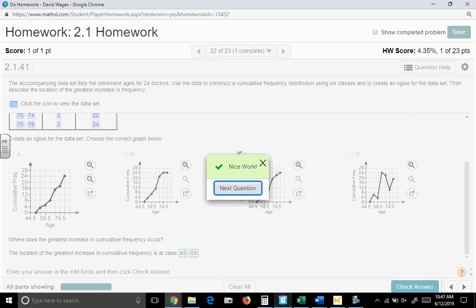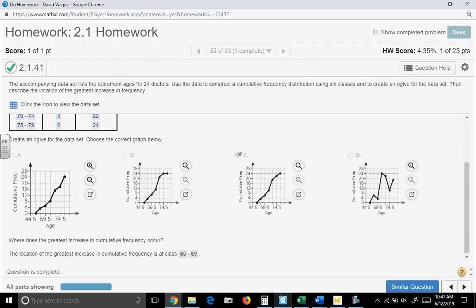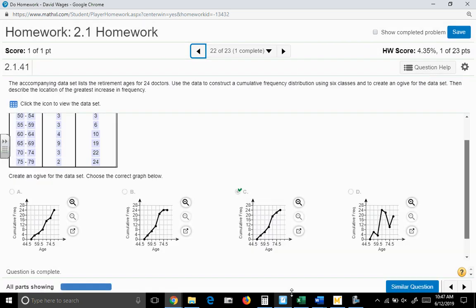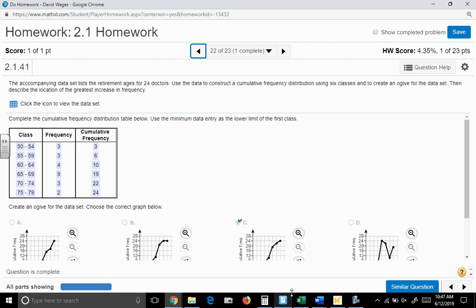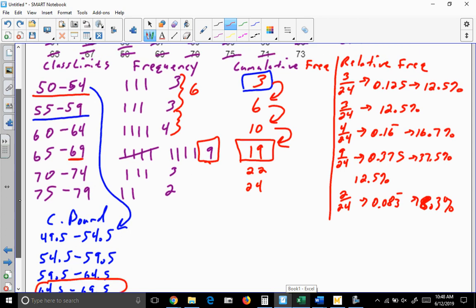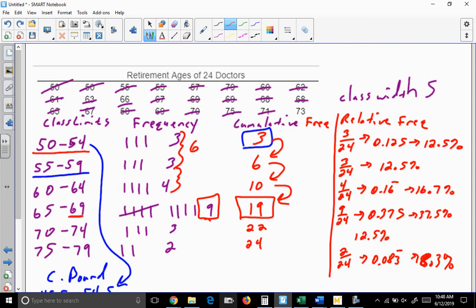On the graph, we put the boundaries so that we don't have any gaps on our graph. But in our frequency distribution, when we list what our classes are, since all of our values are integers in our data, we just list the class limits instead of the class boundaries. So hopefully that will help clear things up a little bit, but if you have questions, feel free to let me know and we'll try to clarify things more.